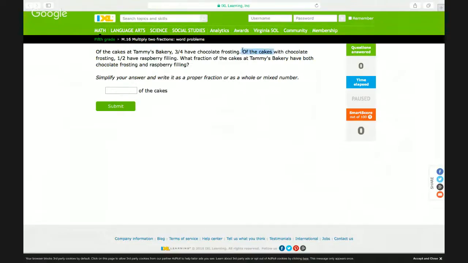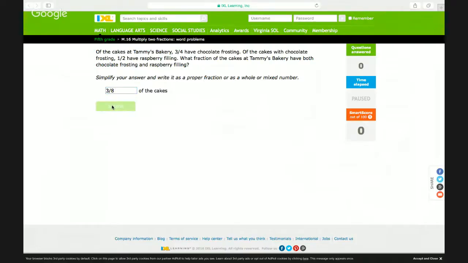Of the cakes, notice what word it said? It said of the cakes with chocolate frosting, 1/2 has raspberry filling. What fraction of the cakes at Tammy's Bakery have both chocolate frosting and raspberry filling? Most students think this is adding because it says both. But Mr. Hill students know that when you say of the cakes, of something, it means to multiply. So on this problem, we're going to do 3/4 times a half. And we know 3/4 times a half is multiplied straight across. So it would be 3/8 of the cakes.